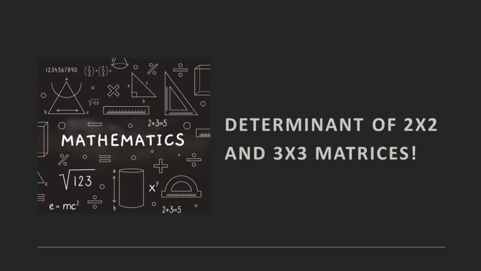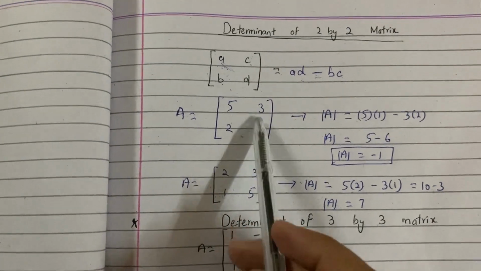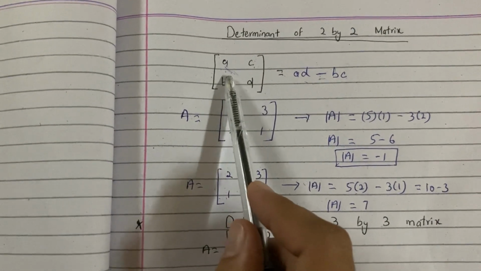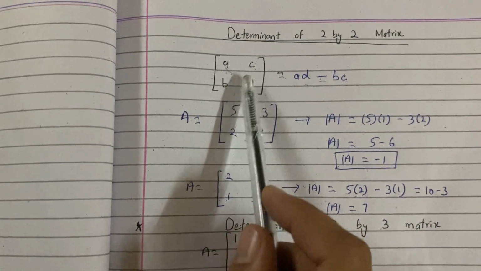Hello everyone, I am here with a new video, and in this video I will explain how to find the determinant of 2 by 2 and 3 by 3 matrices. So let's start. So let's take a matrix. This is a 2 by 2 matrix in which the entries are A, B, C and D.